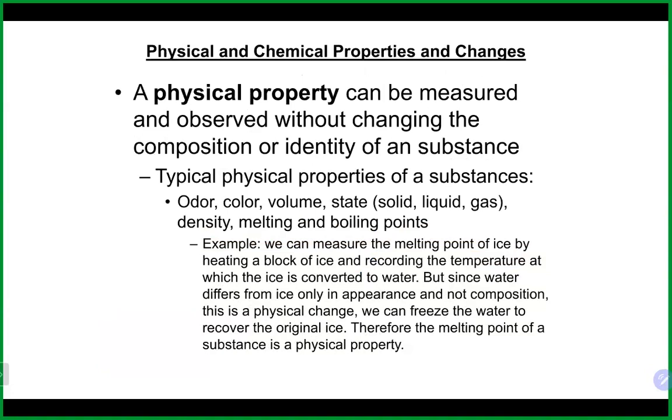Now let's talk a little bit about physical and chemical properties and really physical and chemical changes. So a physical property is one that can be measured without changing the composition of a substance. So typical physical properties of things are odor, color, volume. Most commonly we come across a lot is the state of a substance. Is it in the solid state, the liquid state, the gas state? Things like density is also a physical property. Melting and boiling points are physical properties. Physical properties oftentimes go with physical changes.